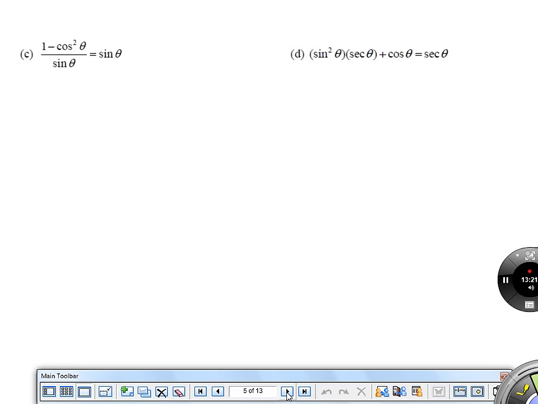Samantha? Good. So 1 minus cosine squared theta is going to be replaced with sine squared theta. How does sine squared theta over sine theta simplify? One factor of sine cancels, right? Which means there's one left in the numerator. So it's just like x squared over x. And I'm done.